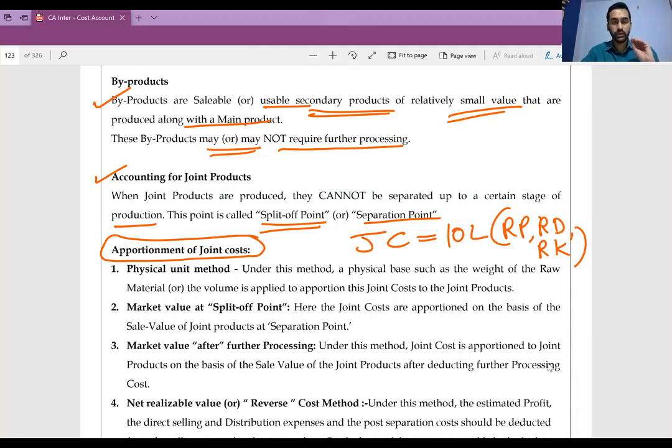Now to learn this apportionment concept, we will have to solve first some basic problems. Once we are done with some problems, we will get some understanding about the subject concept, and then we can come back and learn these things. So I'm keeping this pending from here and I'm going to the first question.